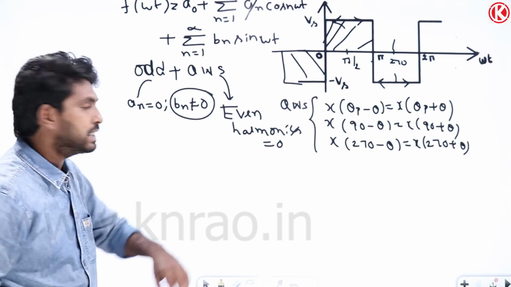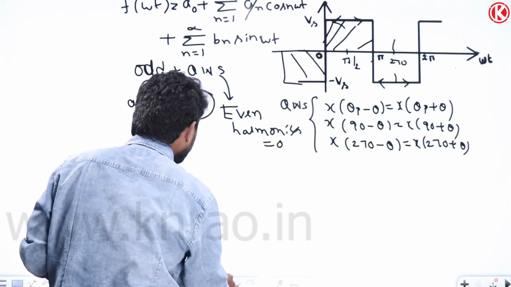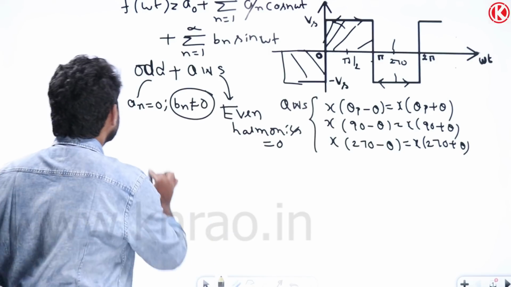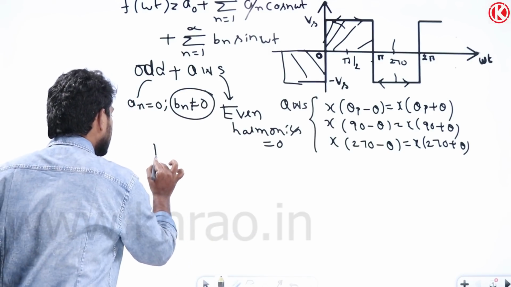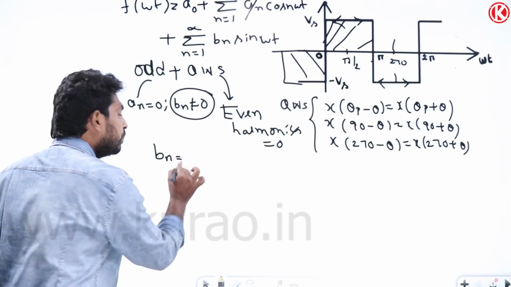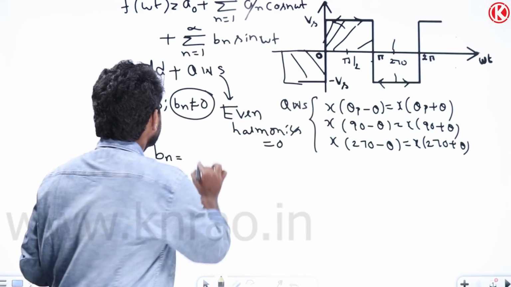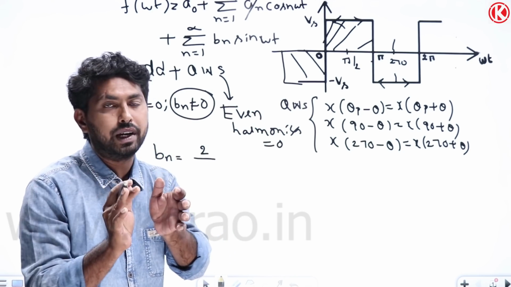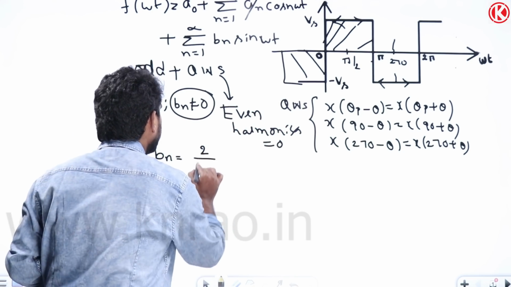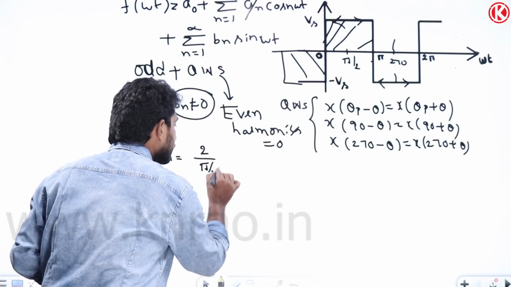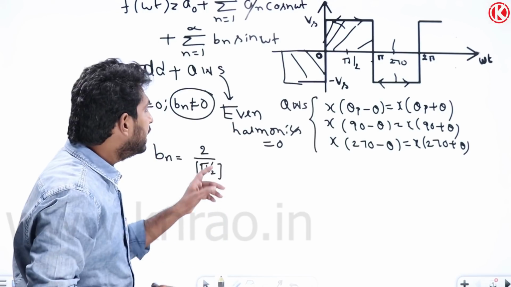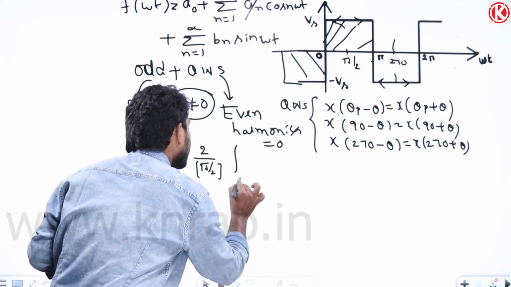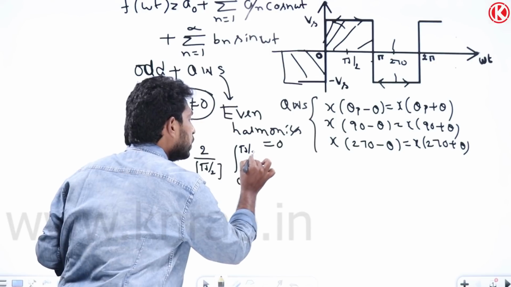Now let me find the Fourier series expression for this. How can we find it? Here you need not find the an value, we need to find the bn value. So bn is equal to 2 by, because it contains quarter wave symmetry, we need to take the quarter period, that is pi by 2. So 2 by pi by 2, which is equal to 4 by pi. We need to integrate between 0 to pi by 2, that is enough.